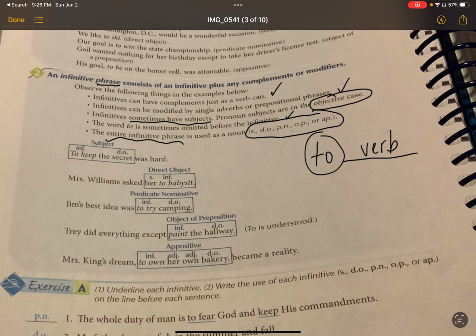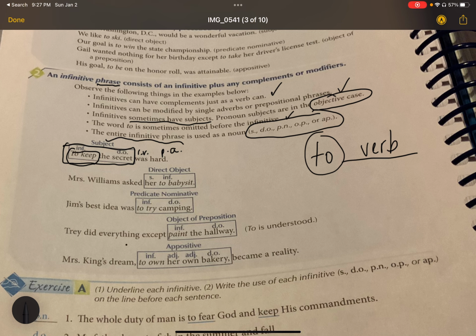To keep the secret was hard. You can see the infinitive, it's easy to spot because it's got the word to in front of it. To keep is an infinitive. To keep what? Secret. Secret answers the question what after the infinitive, so it's the object of the infinitive. But the entire phrase together is your subject. Now you have a linking verb, was, and hard is a predicate adjective. Okay, let's look at the next one. Mrs. William asked her to babysit.